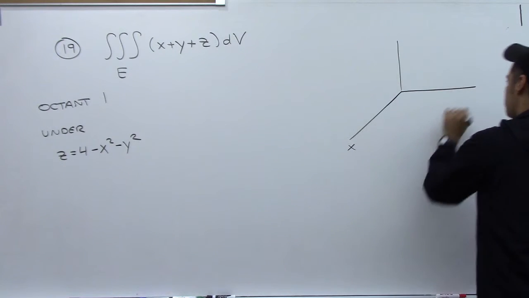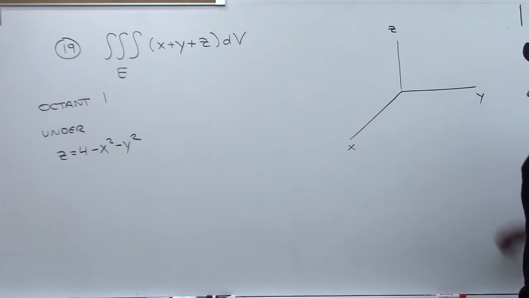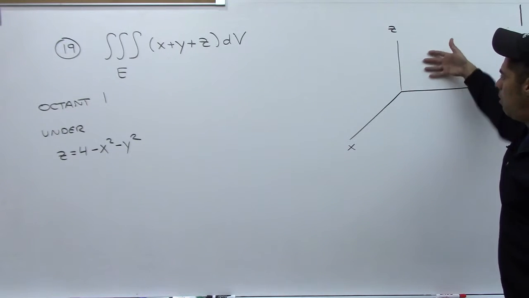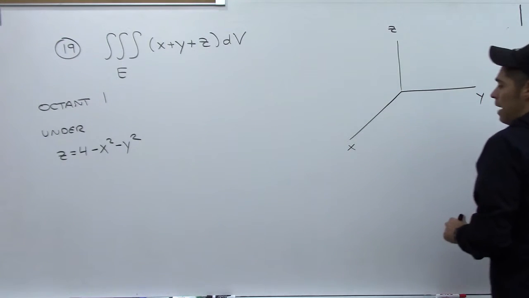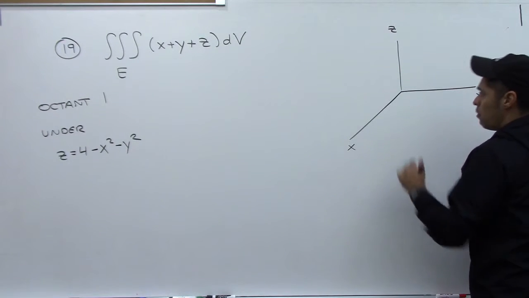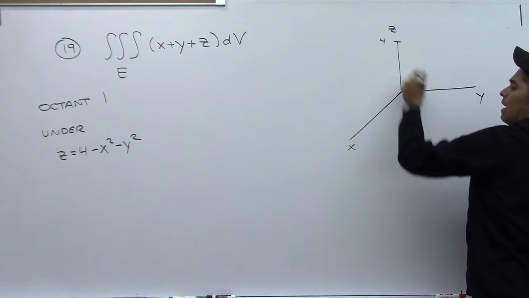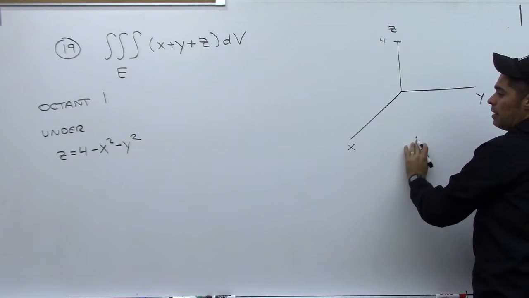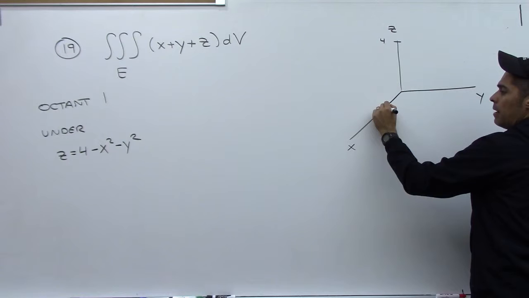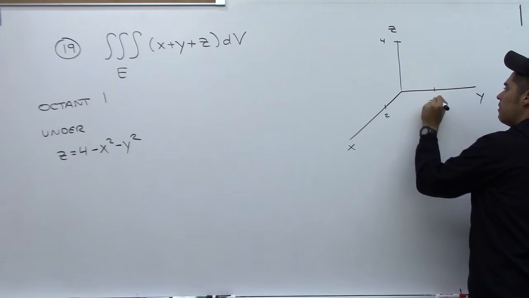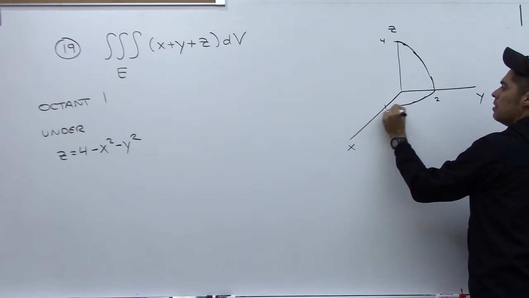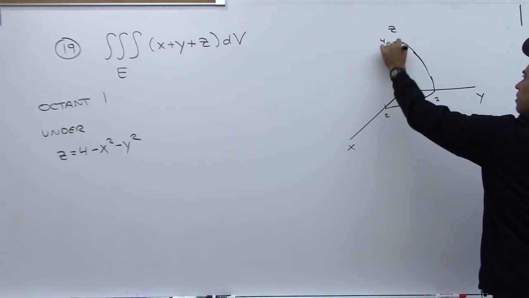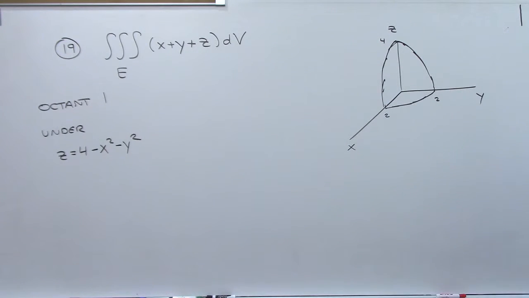So we're in the first octant. That means we have this ground here, the back wall, the side wall, we're stuck here. We're underneath this paraboloid. If I plug in 0 for x and 0 for y, I get 4, so I'm up here at 4. Then it looks like a bowl. If I let y be 0, I get x is positive or negative 2. Same thing if I let x be 0. So we've got this bowl, it comes down and goes around, but I'm only in the first octant, so it's like that.